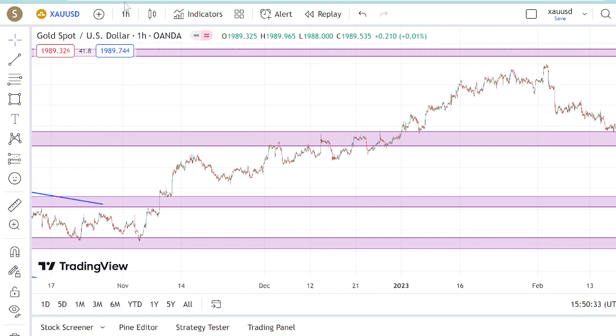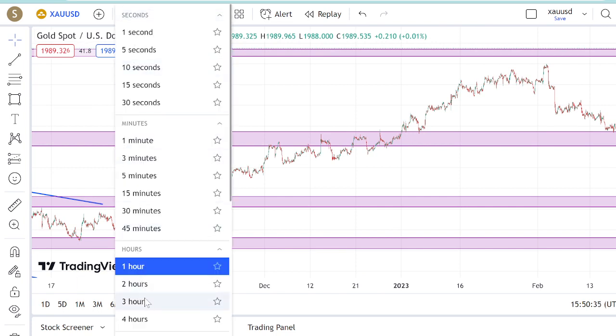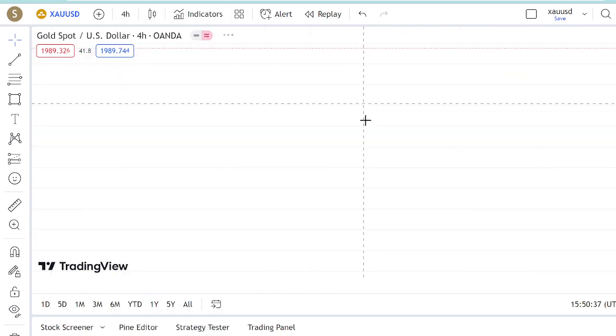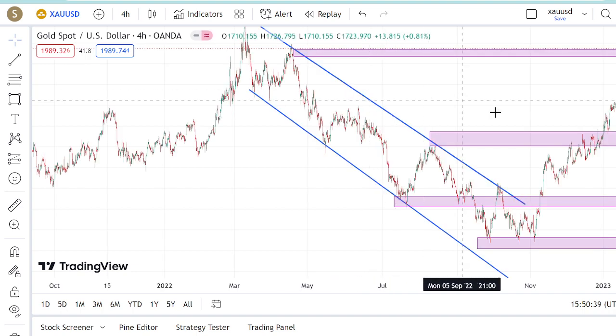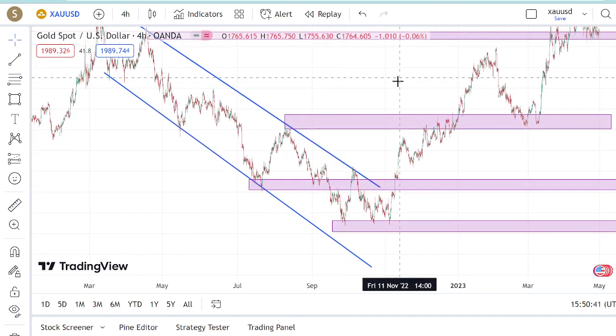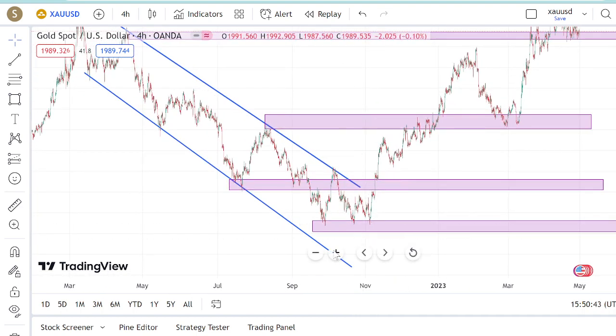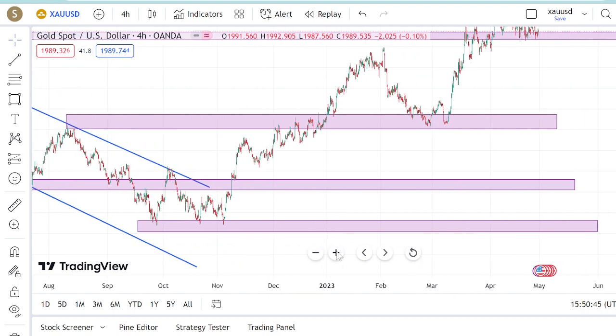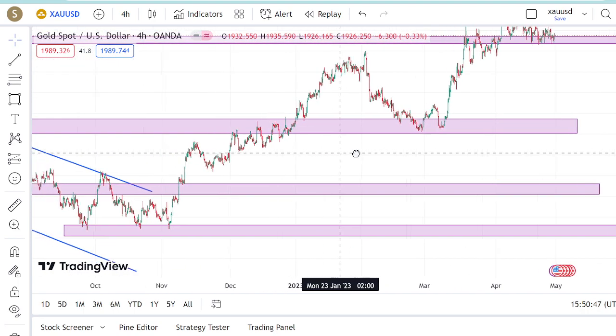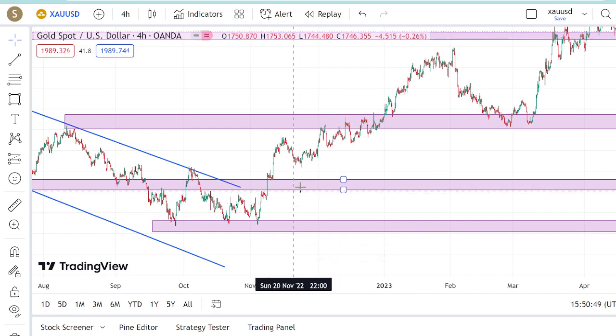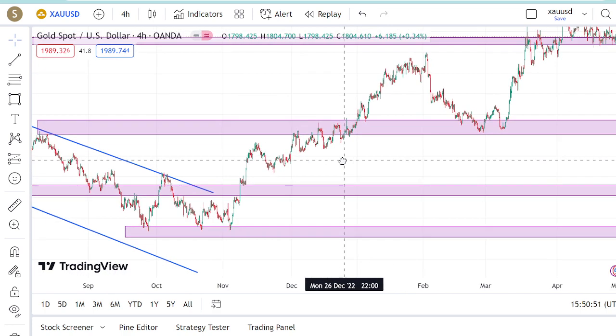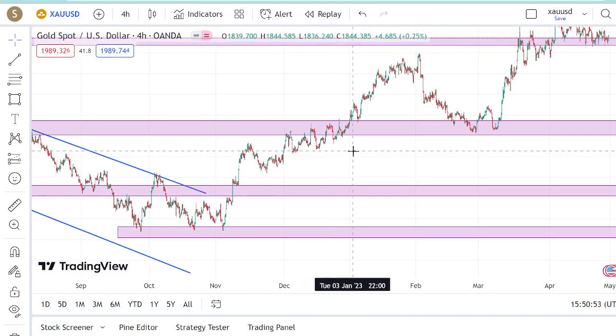Okay, let's check 4 hour before 1 hour. Let's check 4 hours trade. Let's see how it looks on 4 hours trade. You see that. So this is our 4 hours. What can you see at this particular area? What can you identify at this particular zone?